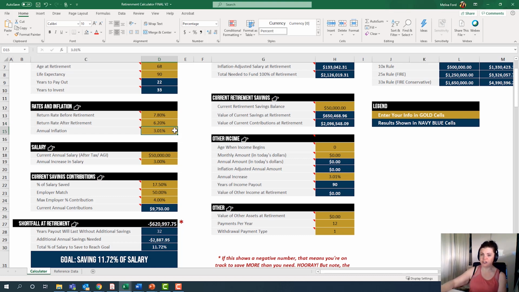And then you're going to stick to an average annual inflation rate. Right now, the average annual inflation rate is 3.01% to the best of my research. And so that's what I've decided to put in here.